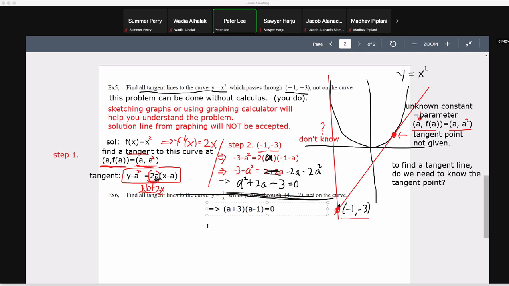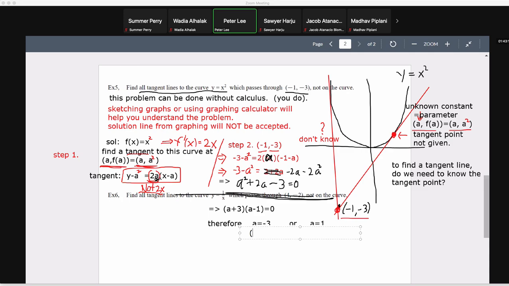So therefore, what we have now is a is equal to negative 3, or a is equal to 1. Now, if a is equal to negative 3, what's the tangent point? Let's figure out what the tangent point is.